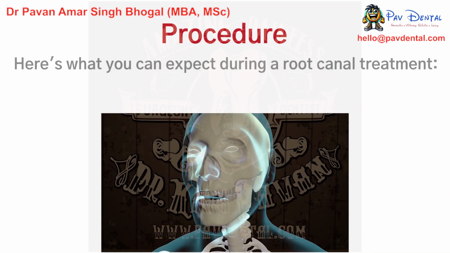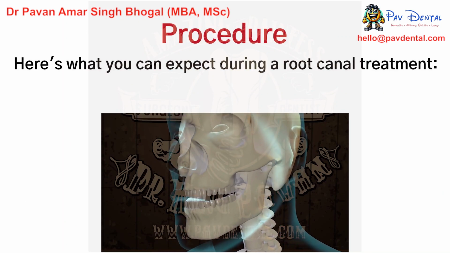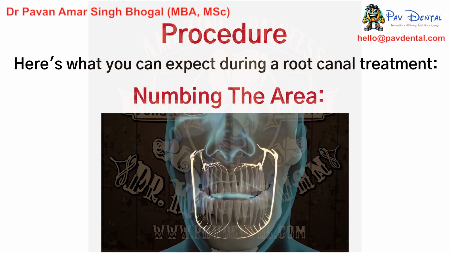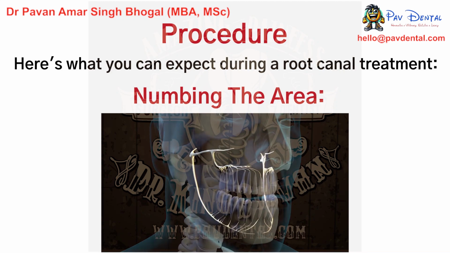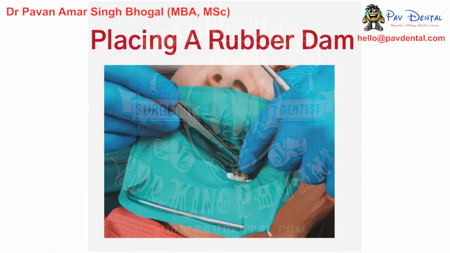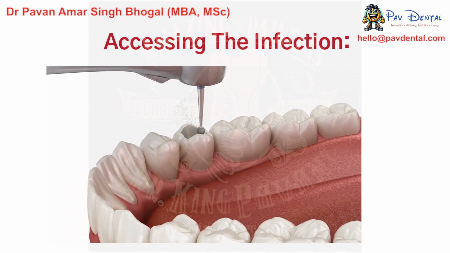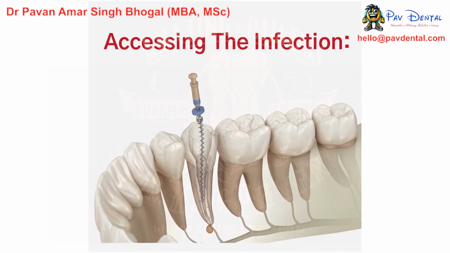Procedure. Here's what you can expect during a root canal treatment. Numbing the area. Your dentist will first inject a local anesthetic to numb the tooth and surrounding area, making the procedure painless. Placing a rubber dam. Accessing the infection. Your dentist will make a small opening in your tooth to reach the infected pulp inside.